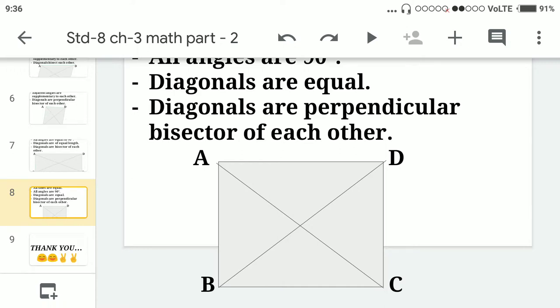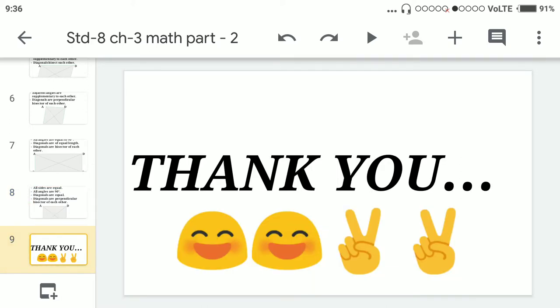So just remember all the things. If you properly remember it, then you can easily solve all the questions related to quadrilaterals. Okay, this is all about the different kinds of quadrilaterals. I hope this video is informative for you, because we are able to know the different properties of different kinds of figures.